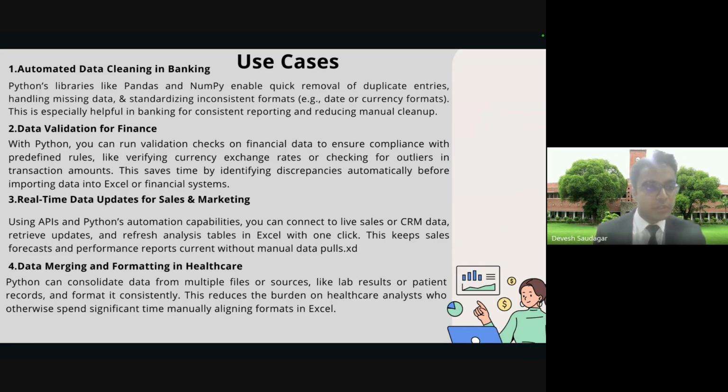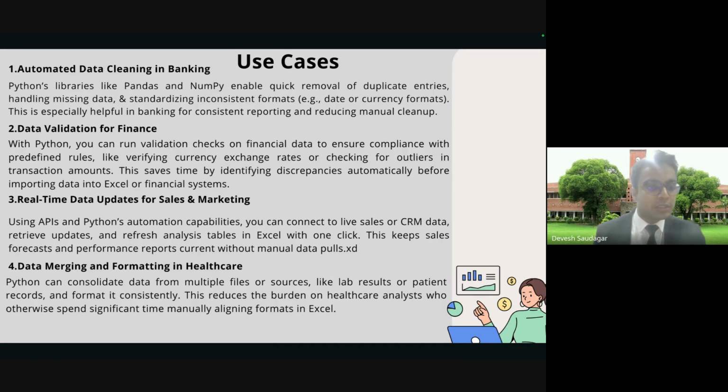Now over here, as you can see in the first point, automated data cleaning and banking. Python libraries such as Pandas and NumPy enable quick removal of duplicate entries, handling missing data, and standardizing inconsistent formats. In this example, I would like to share that HDFC Bank uses Python to clean and standardize data from its customers' onboarding and transaction systems.